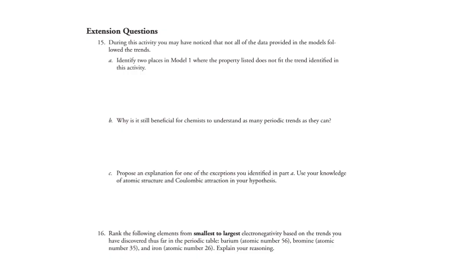All right, now on to our essential questions. During this activity, you may have noticed that not all of the data provided in the model followed the trends. Identify 2 places in the model where the property listed did not fit the trend identified in this activity. So one possible spot you might have noticed was oxygen. Oxygen actually broke 2 of the trends. Oxygen, with its atomic radius and with its ionization energy, both of them just slightly broke the trend.